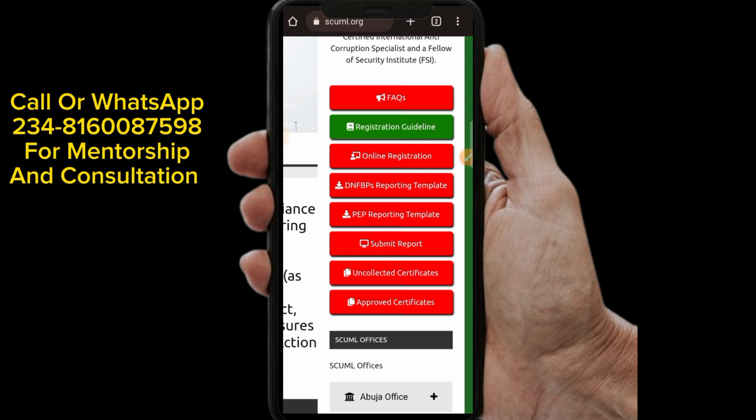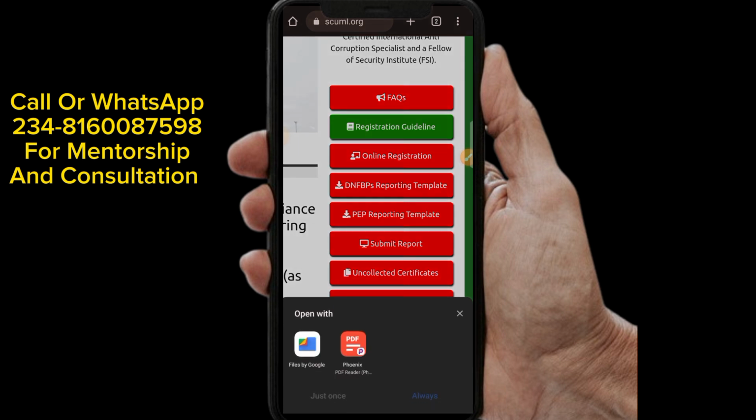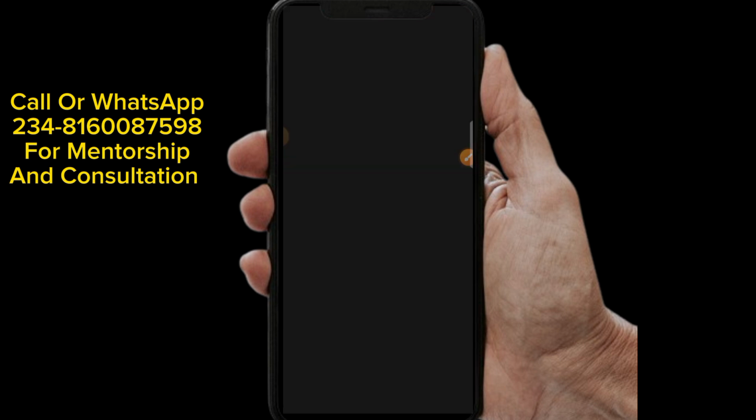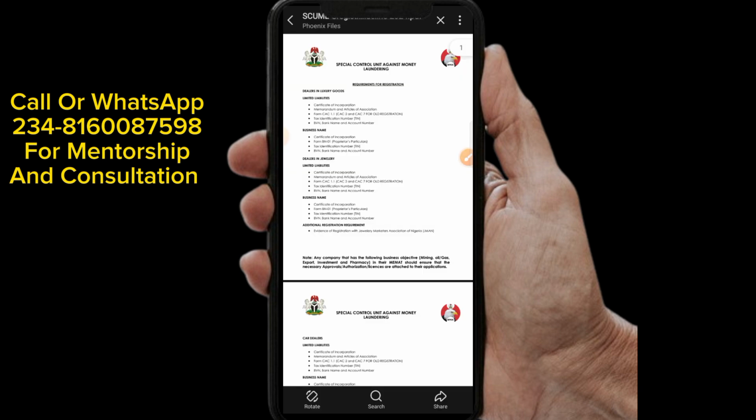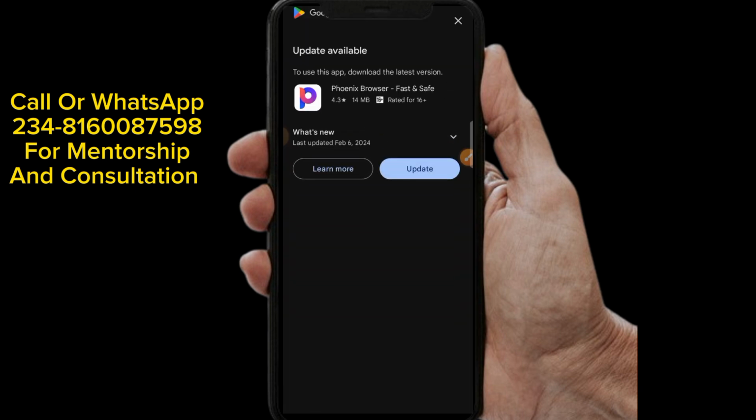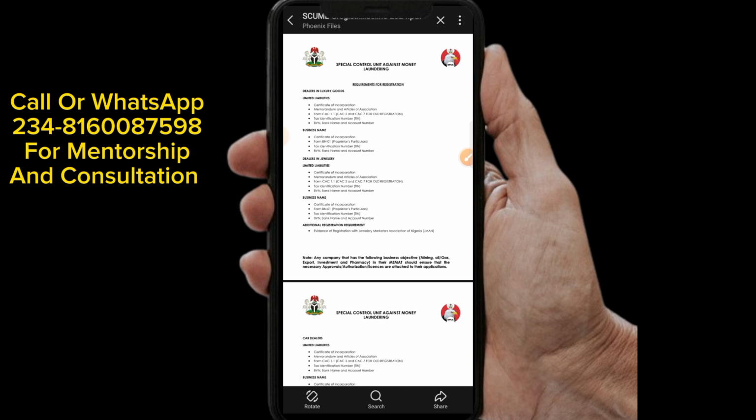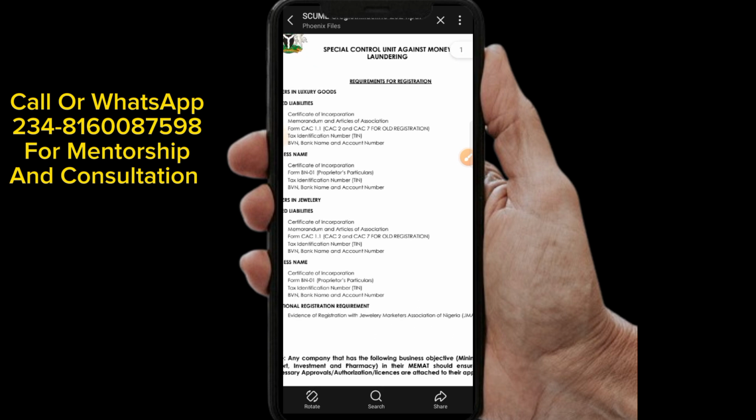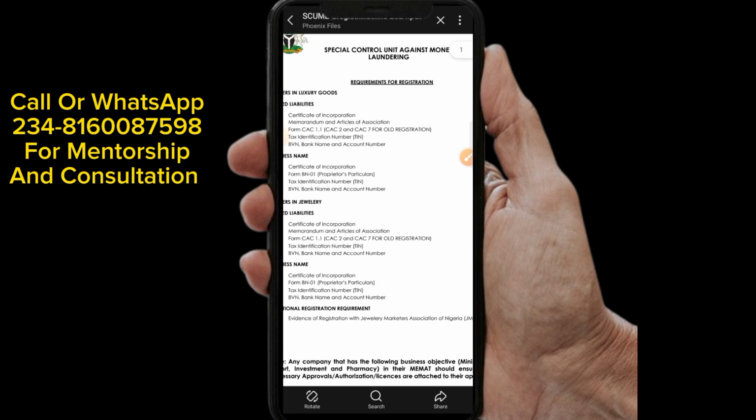Once you click on it, it will load and take you to the next page. This is giving me a PDF format, right? So let me select it with PDF. I'll open this file to see their registration guidelines, right? So now, this is everything you want to know as far as SCUML registration is concerned.